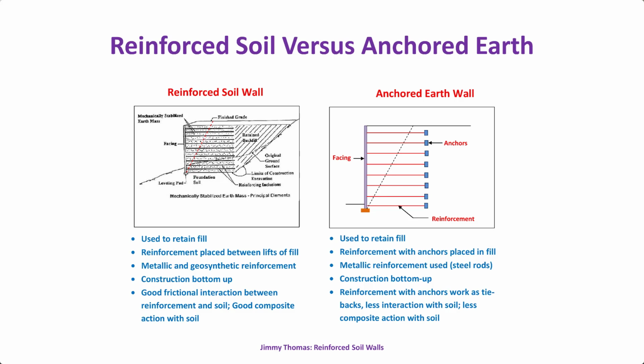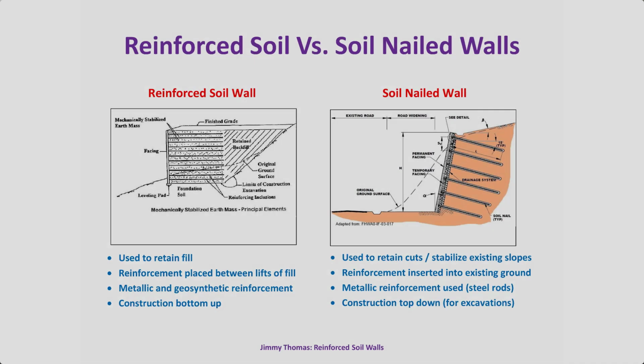In both cases, construction is from the bottom up because we are doing the filling. So it starts from the bottom, and we proceed to the top. Then here, the difference is, in the case of reinforced soil structures, there is a good frictional interaction between the reinforcement and soil. So there is a very good composite action. Whereas in the case of anchored earth, the friction is limited. So we have to use anchors at the end which mobilize passive resistance. So this is the difference between these two.